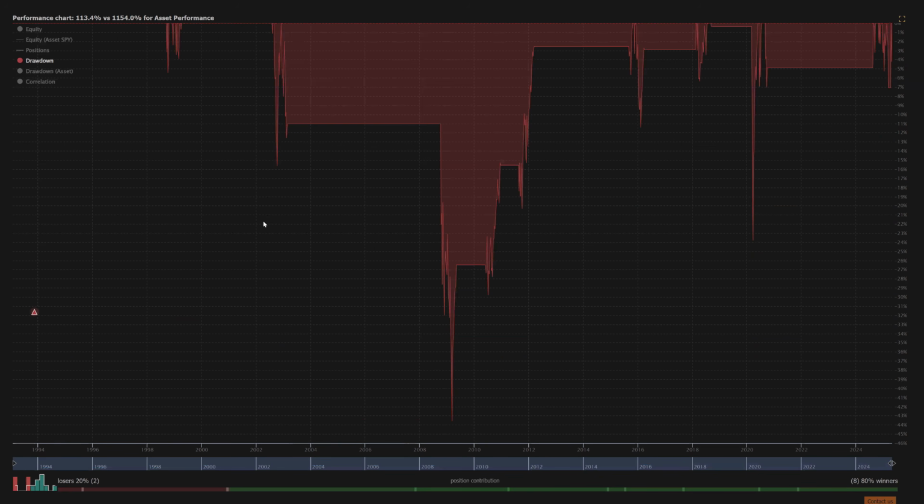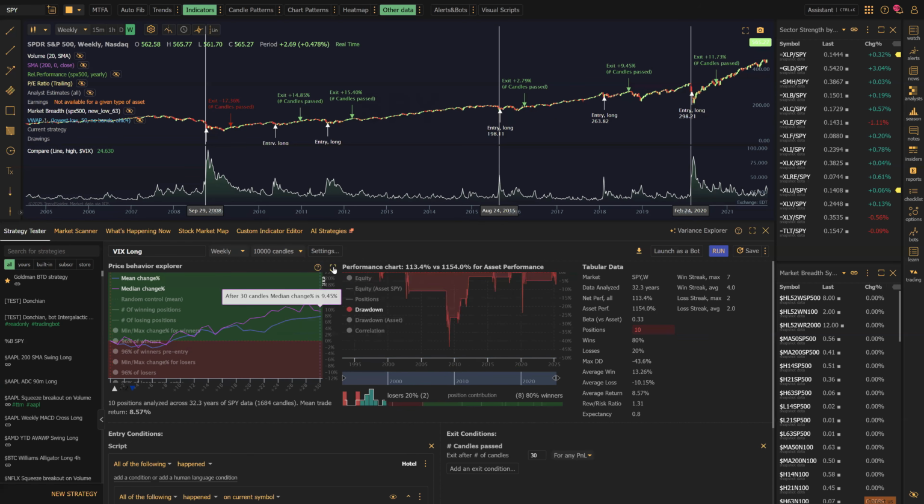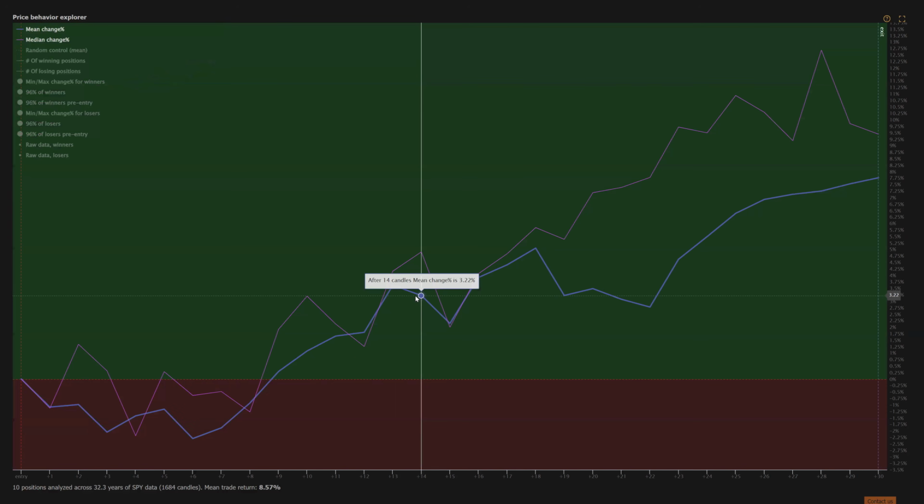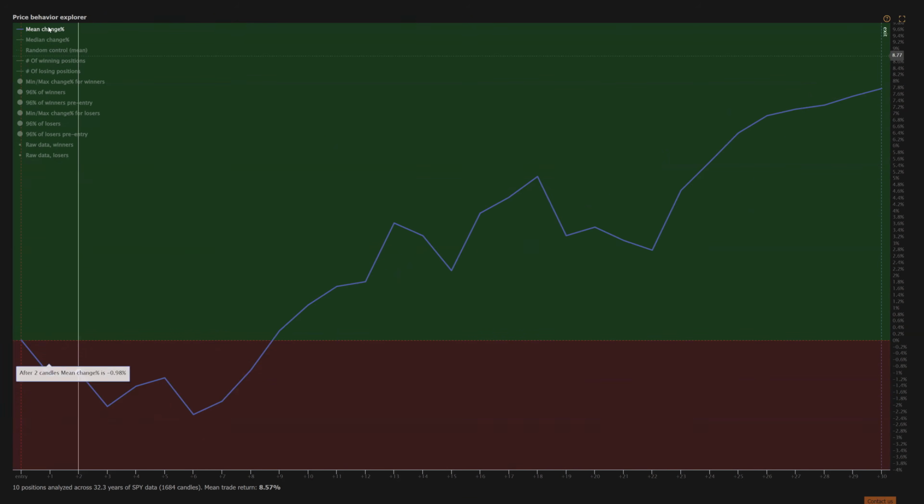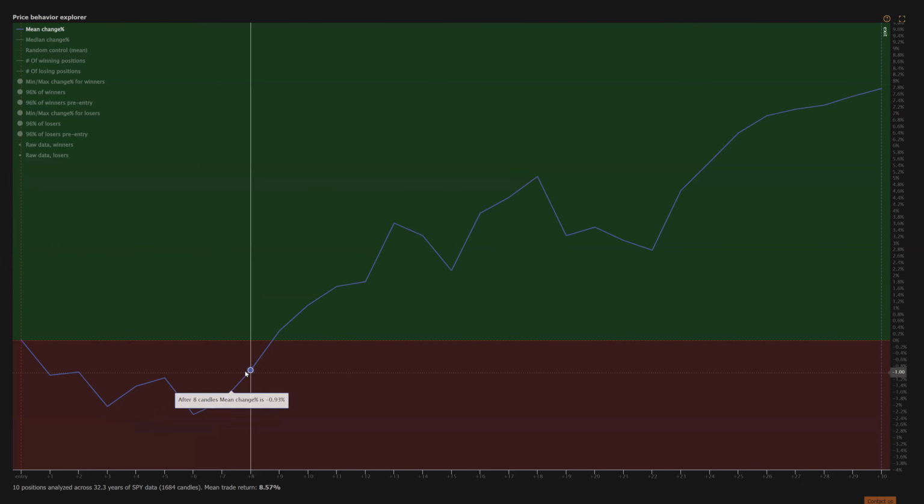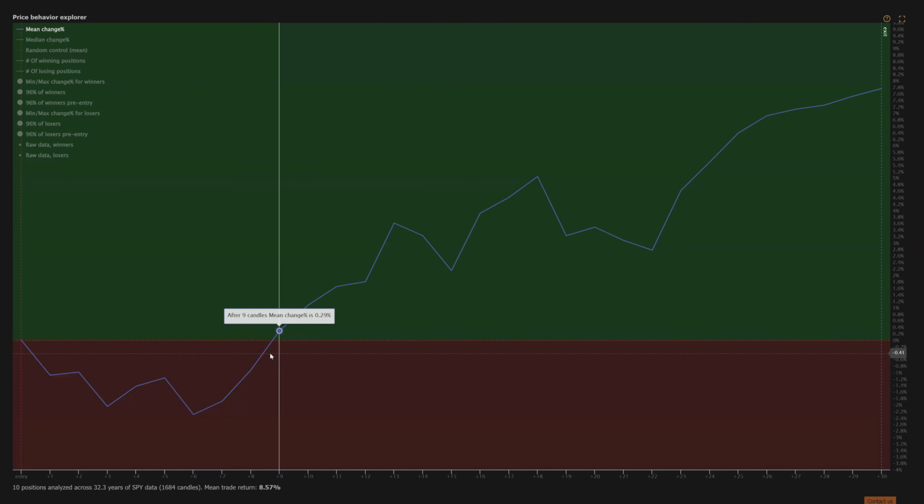And you can also view the drawdown. So you can see when the drawdown happened. Here in 2009, you saw that max drawdown of minus 43%, but otherwise, you're down about 20%. And in the price behavior explorer, you can refine this even a little bit more too, because based on your strategy, you can see how you performed as time goes on average. So this is the mean change percent of how much money or percent change you're up or down based on just buying SPY when VIX went over 45.